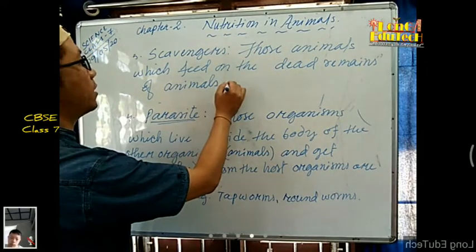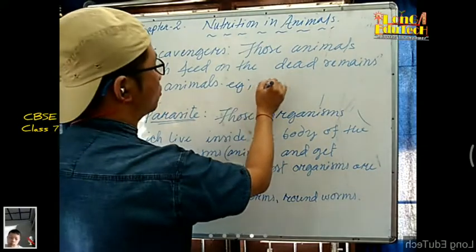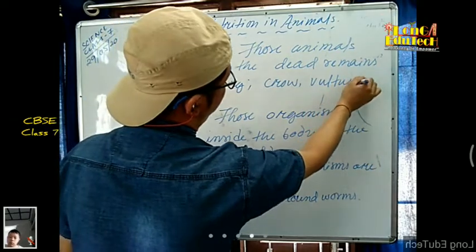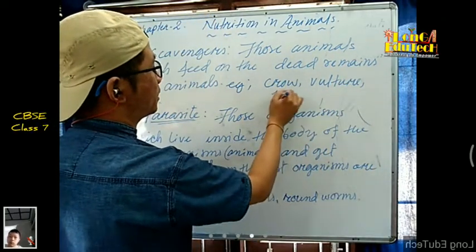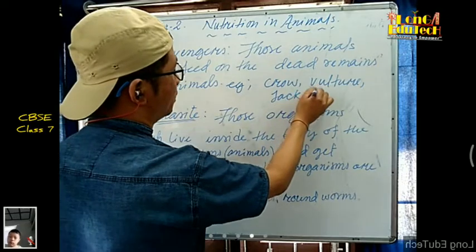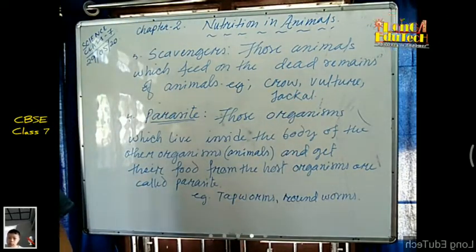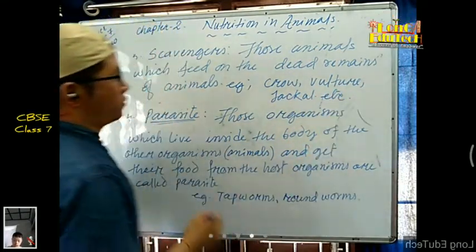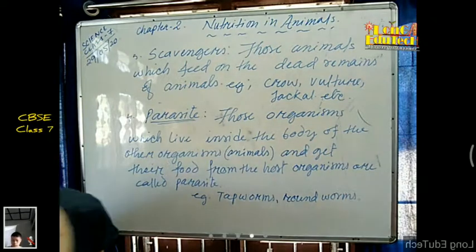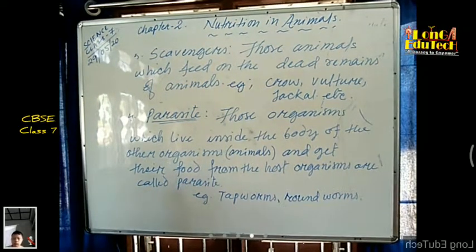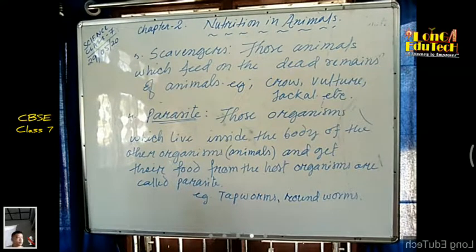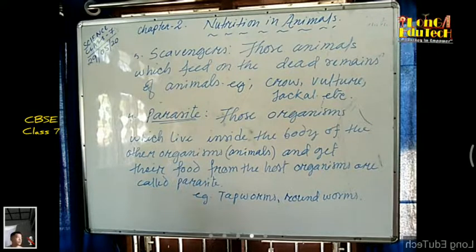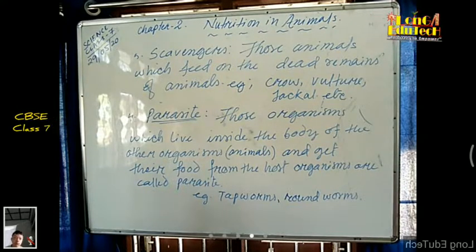Examples, just simply: crow, vulture, and the jackal. So these are the animals which feed on the dead remains of the animal's body.